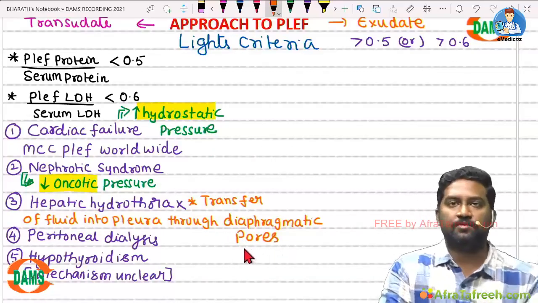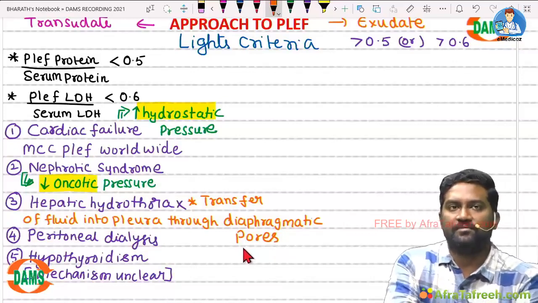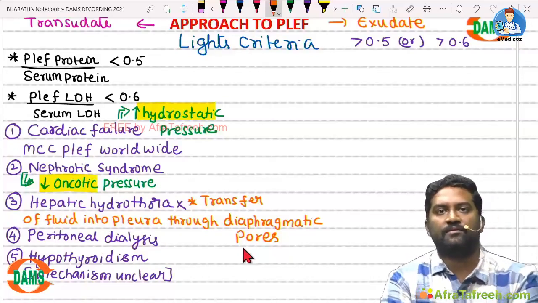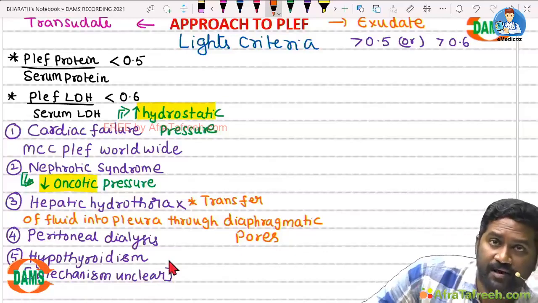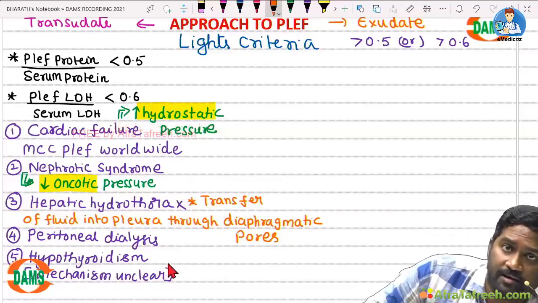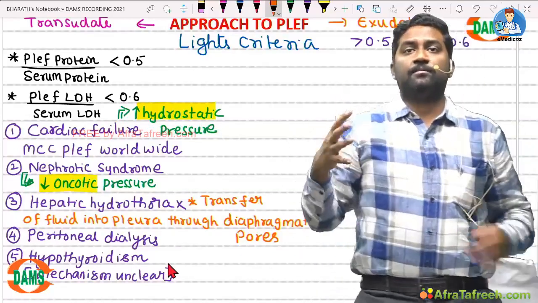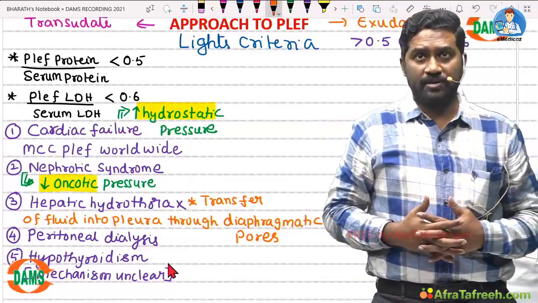Now, what is peritoneal dialysis? You must be knowing dialysis is of two types. If you are using blood, it is called hemodialysis. When you use the peritoneum, you are putting a catheter in the peritoneum and infusing some concentrated solution. This phenomenon is called peritoneal dialysis.